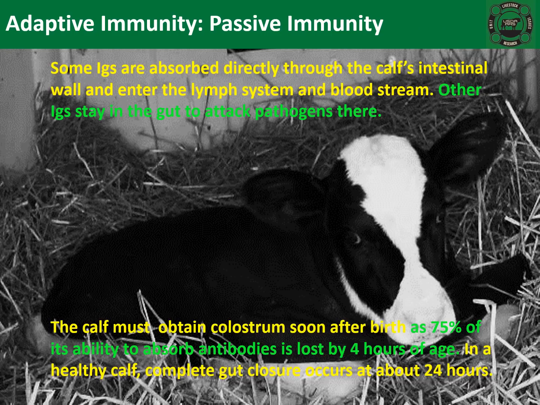Some antibodies that the calf receives from its dam will be directly absorbed through the intestinal wall, while others will stay in the gut to attack pathogens locally before they migrate into the calf. While we typically consider colostrum intake during the first 24 hours to be crucial to the calf, the time frame is actually much shorter, as 75% of the calf's ability to absorb antibodies is lost by 4 hours of age.